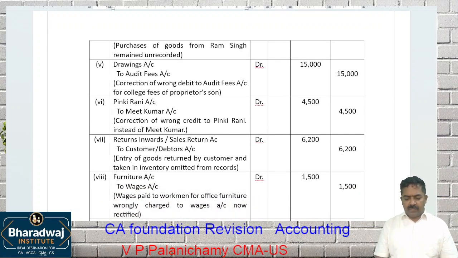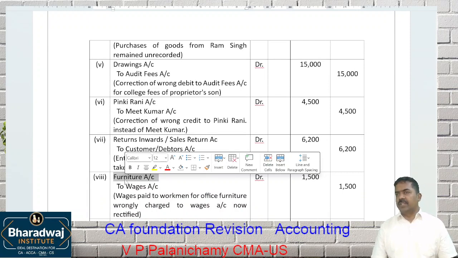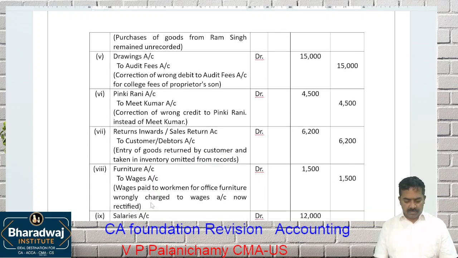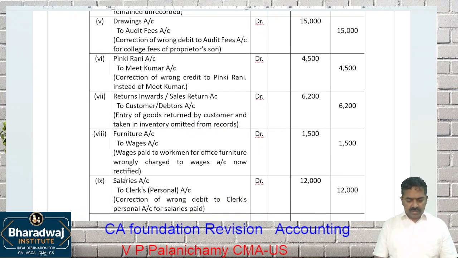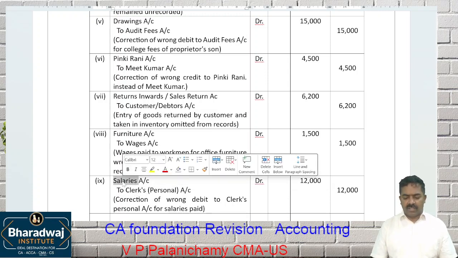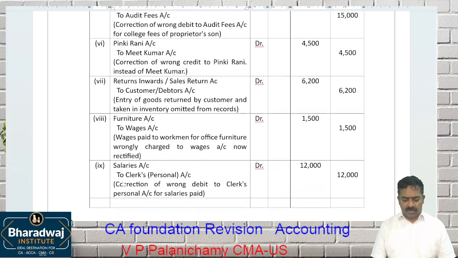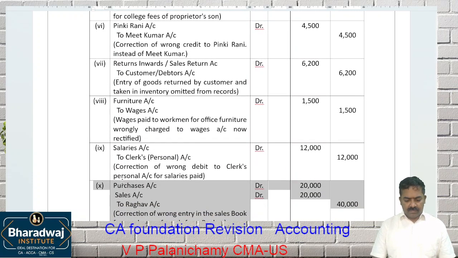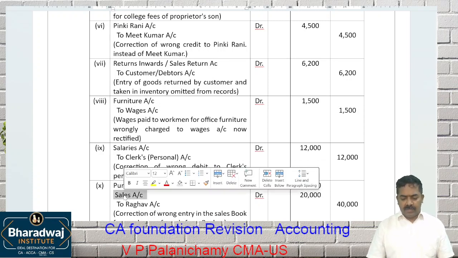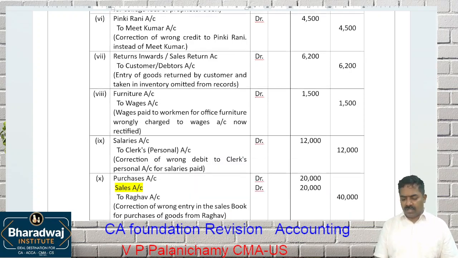Wages paid for making furniture should be debited to which account? Furniture account. So it was wrongly debited to wages account; credit it to remove. Salary was debited to the clerk's personal account. So clerk account you credit. What should be debited? Salary account to clerk account. Purchases was taken as sales. Debit the sales because it was wrongly taken as sales. To which account? Raghav account.